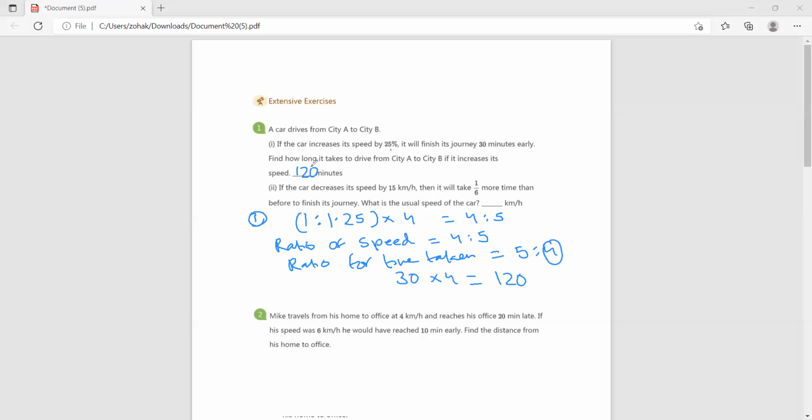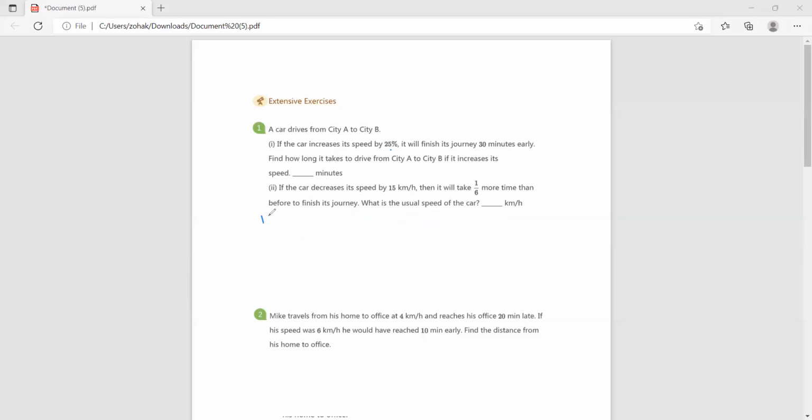Now let's have a look at II. They've said if the car decreases its speed by 15 kilometers per hour, it will then take 1/6 more time than before to finish the journey. What is the usual speed of the car? So let me just clear everything so that I can write II. Okay, so now we've got a decrease of speed by 15 kilometers, and over here we know that it will take 1/6 more time than to finish the journey before.